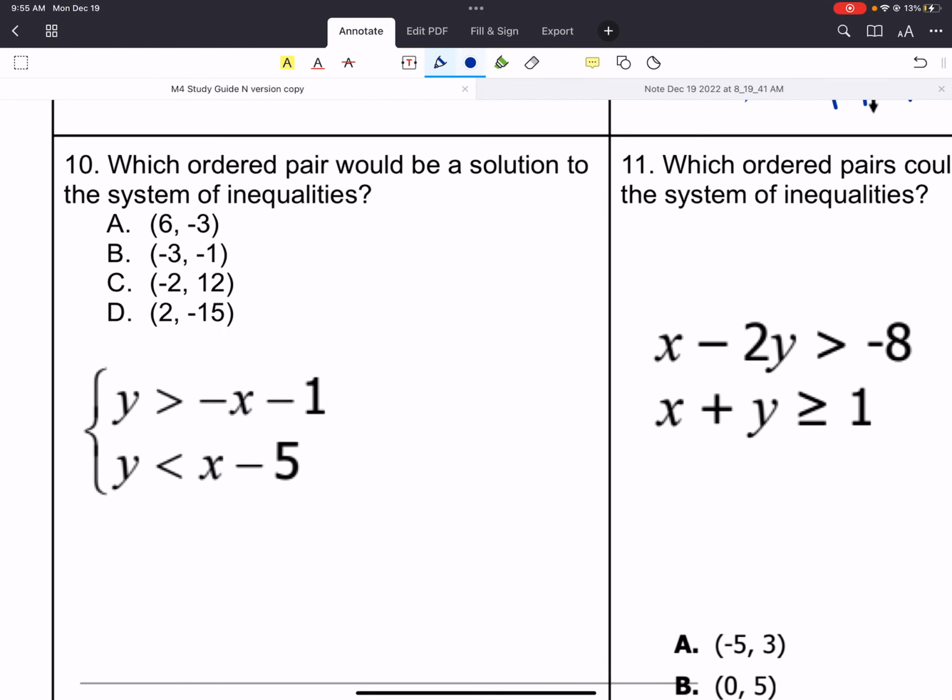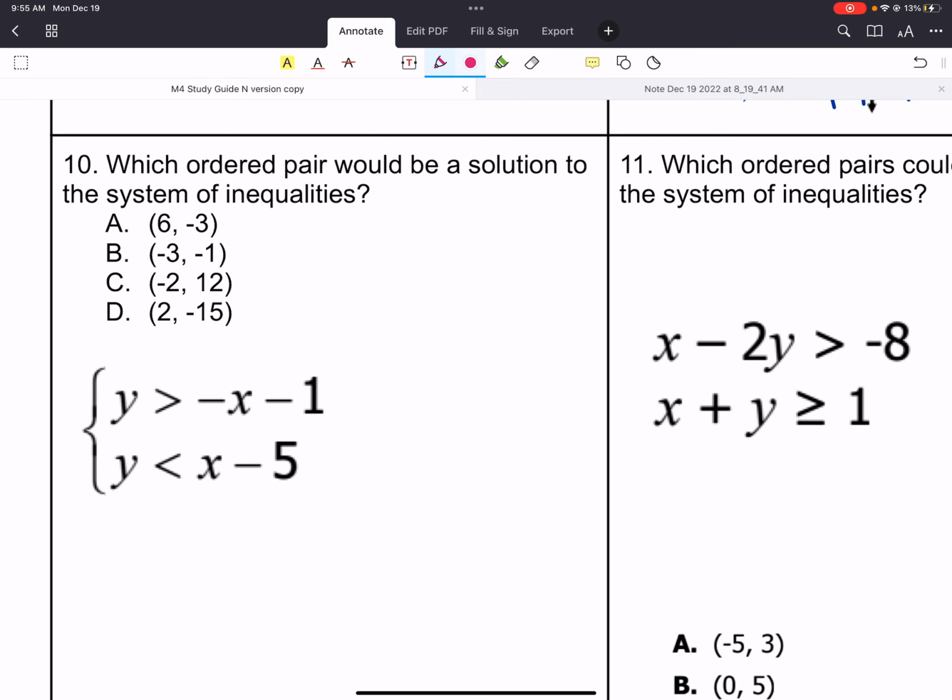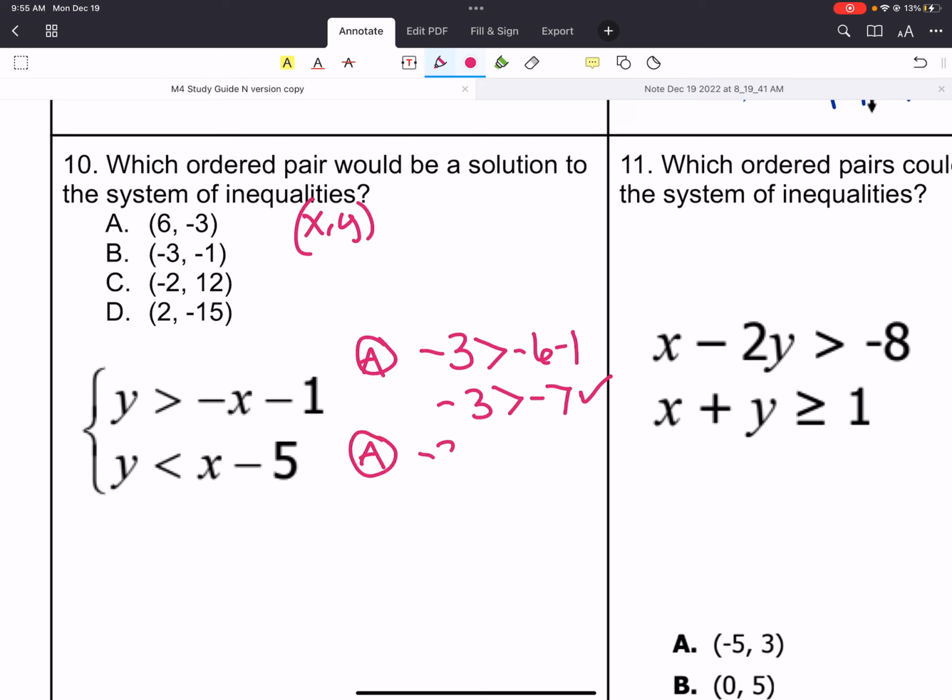Number 10, which ordered pair would be a solution to the system of inequalities? For this, all these are in form x comma y. So all I have to do is substitute in and try to get true statements. For A, is -3 greater than -6 minus 1? Well, that would be -7. Is -3 greater than -7? It is. Now I need to check the second equation. Is -3 less than 6 minus 5? That would be -3 less than 1, and it is indeed. So A is a good possibility.